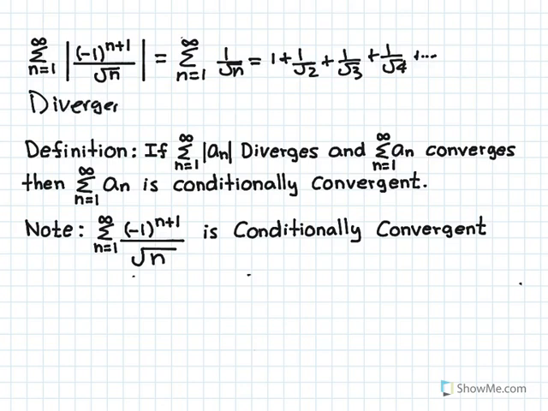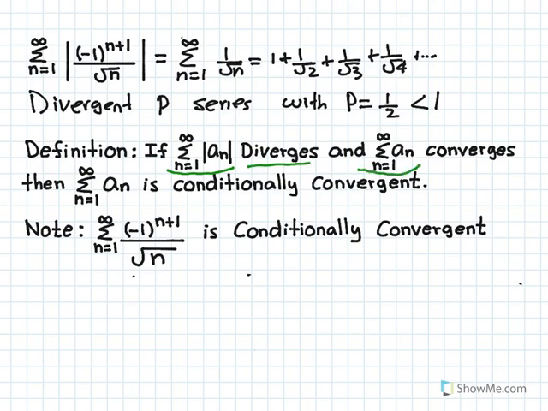Divergent p-series with p equals 1/2, which is less than 1. So let's look at a definition. If the summation n equals 1 to infinity of the absolute value of a sub n diverges, and the summation n equals 1 to infinity of a sub n converges, then the summation of a sub n is called conditionally convergent. And the example that we just looked at is an example of a conditionally convergent series.